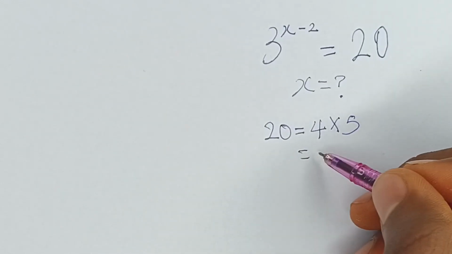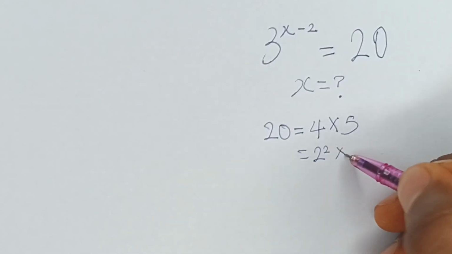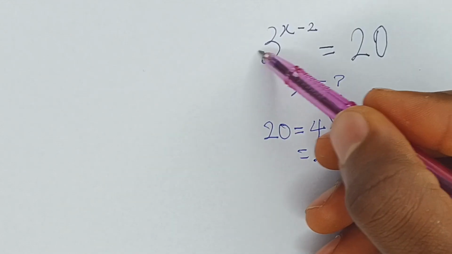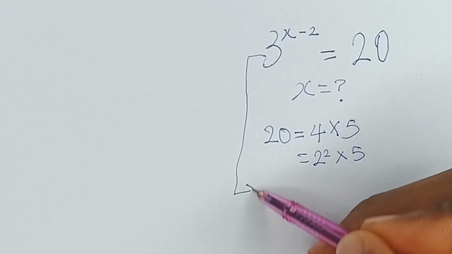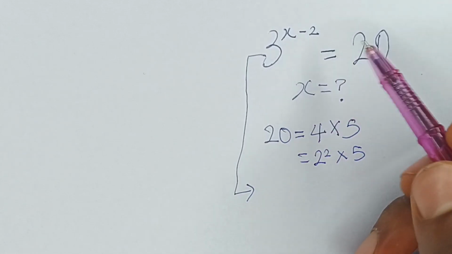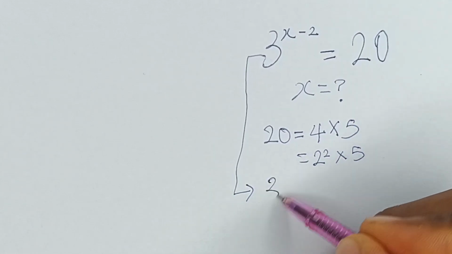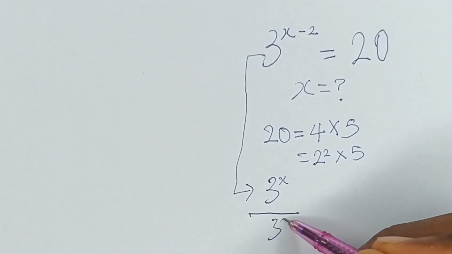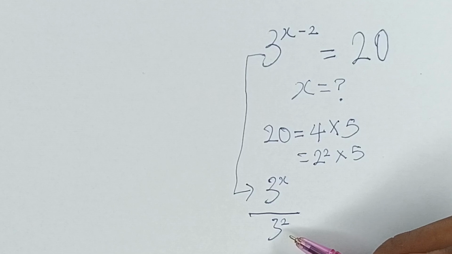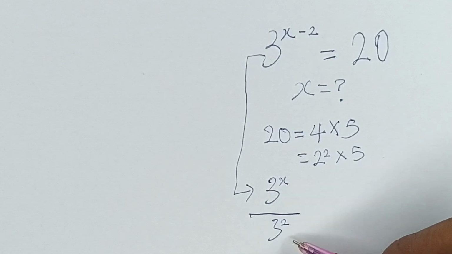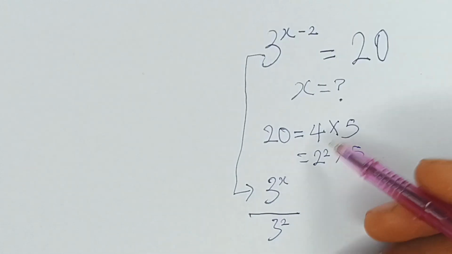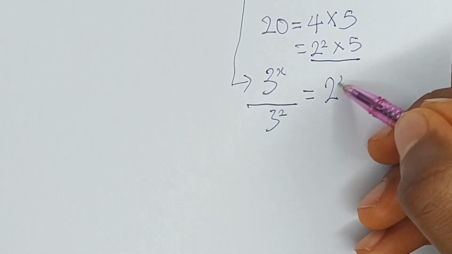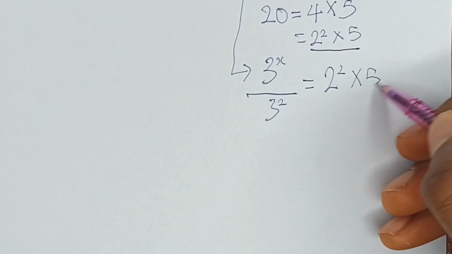Now 4 is 2 squared, so we have 2 squared times 5 is equal to 20. On the other hand, moving on from here, we can say 3 raised to power x minus 2 is the same thing as 3 raised to power x divided by 3 raised to power 2. Okay? Because in the laws of indices, when the bases are the same, you subtract the powers. And that's what we've done here. Now this becomes equal to what? This. Alright? So we have 2 squared times 5.